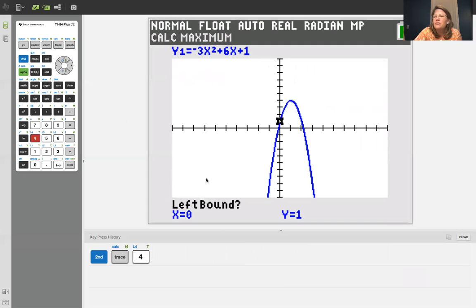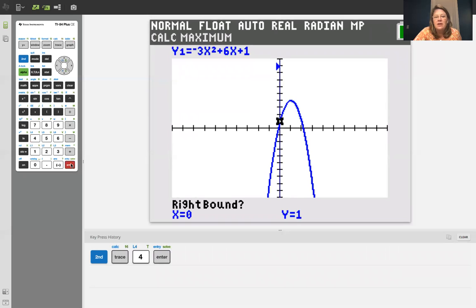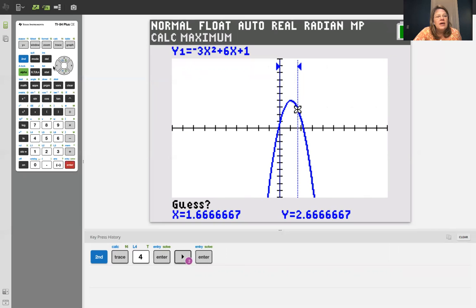Okay, and now it's going to ask for left, right, and guess. So I am to the left of that maximum, so I'm pretty good with that. It says x equals 0, fine, that's to the left of it. Now look, it says right bound, so I'm just going to use my trace key. I'm to the right of it, so hit enter. Now go guess. Get that cursor as close to that maximum as possible so your calculator will be as accurate as possible, and hit enter.